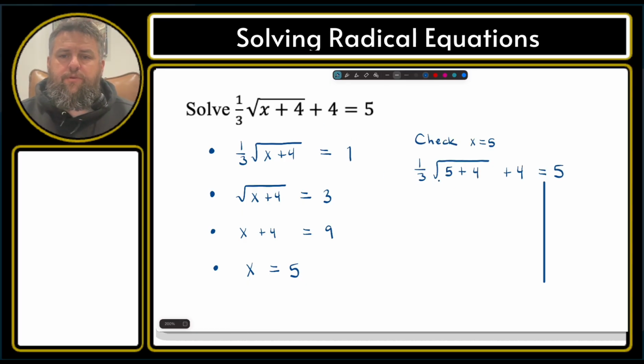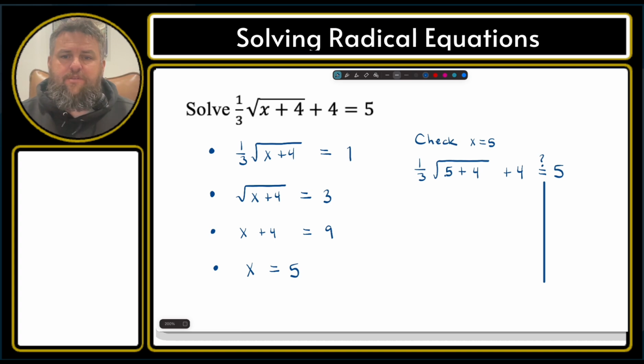So then I'm going to evaluate using order of operations. I'm not worried about the right side because 5 is just going to stay 5. I just want to know, does the left side equal 5 if I continue to evaluate it? So 1/3 of the square root of 5 plus 4, plus 4, does that equal 5?